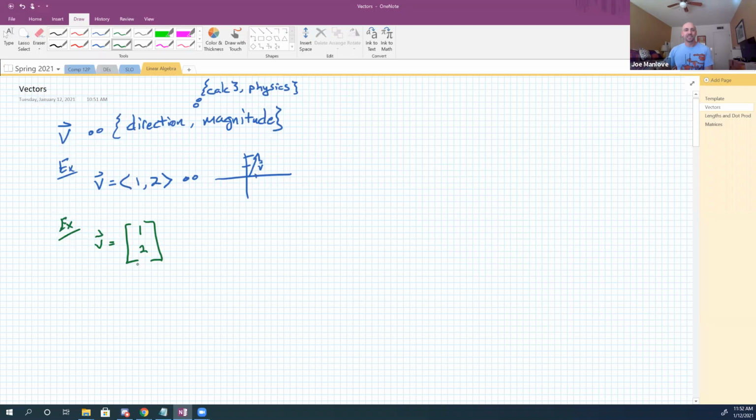So this is the same thing in a different notation. I think exactly the same picture as this. It's 1 over, it's 2 up, it's this arrow from the origin. So nothing has changed except this notation. Pretty good with that? Okay.